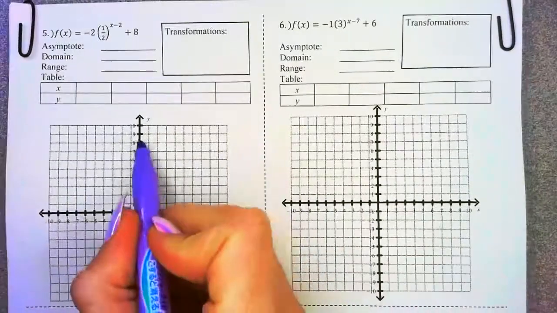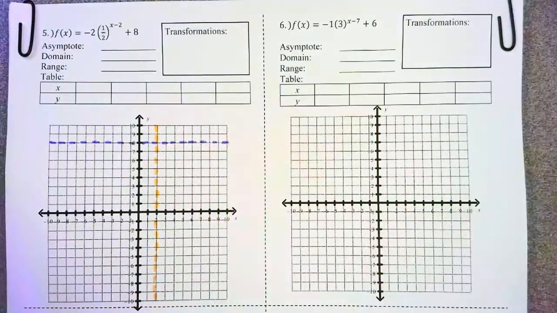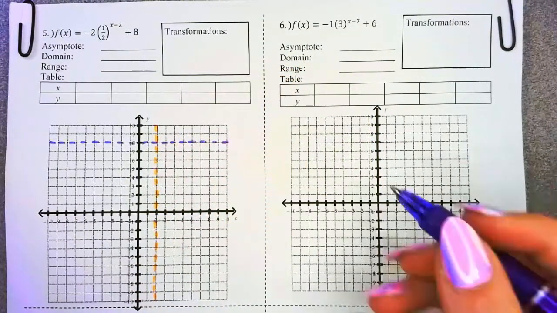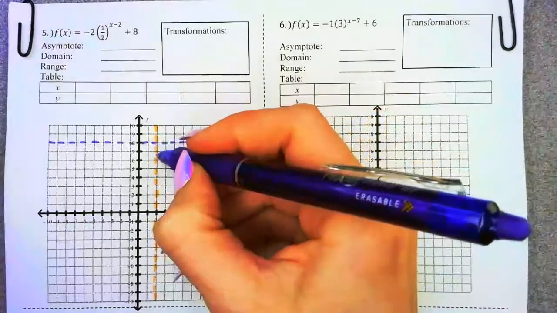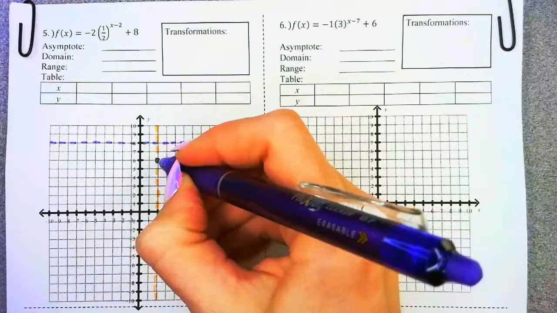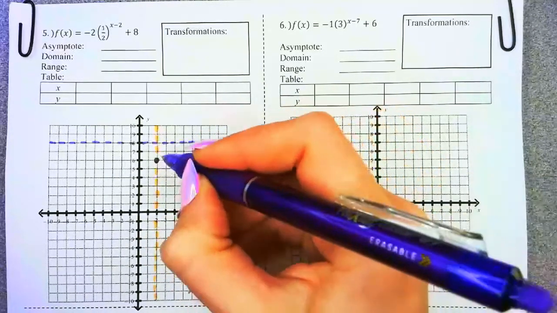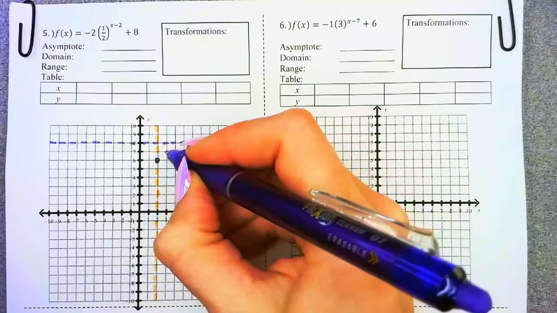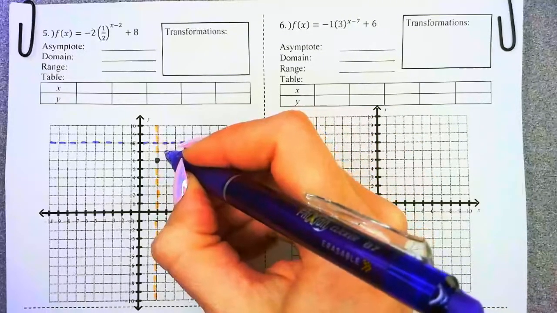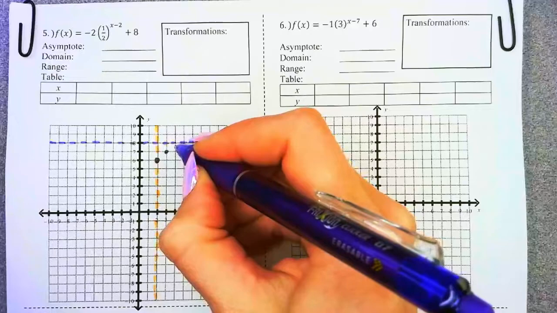Here for number 5, right 2, up 8, I draw in my 2 dashed lines. The -2 tells me I start down my orange dashed line 2 units. 1/2 tells me as I move to the right, my distance will cut in half. 1 unit over, half of -2 is -1, I'm down 1 unit. Half of -1 is -1/2. 1 more unit over, from that horizontal asymptote, I'm down half a unit.